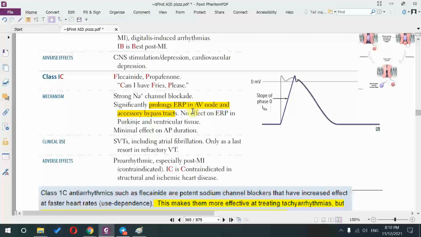If it acts only on the atria, will we mostly use it? Think about it. Will we mostly use it for, let's say, atrial fibrillation or ventricular fibrillation? AFib, exactly. So clinical use: supraventricular tachycardia, including AFib. We only use it as a last resort when nothing else works and we are just giving up on this patient. We can try it for refractory ventricular tachycardia.